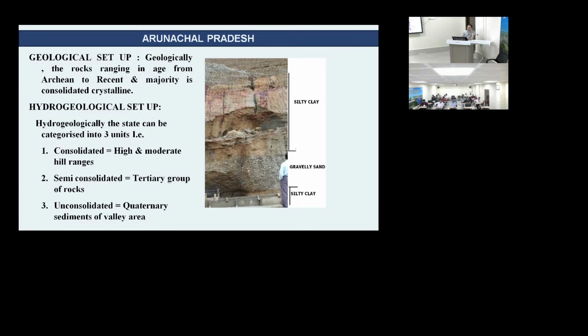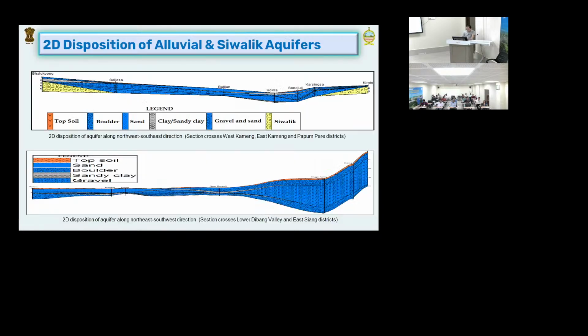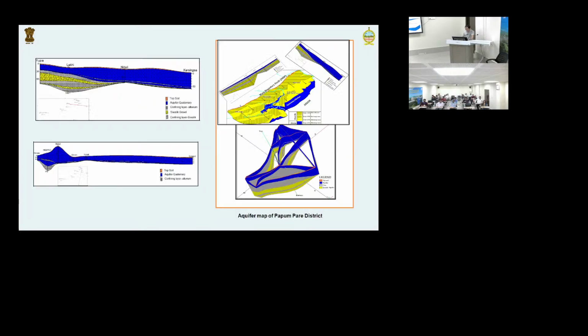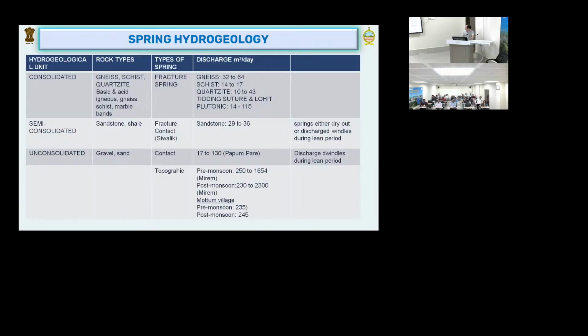This is a 2D aquifer disposition of alluvial and Siwalik aquifers in Arunachal Pradesh. So we can see that a huge gravel and sand bed exists in those areas. So it has a high aquifer potential in those areas, mainly in West Kameng, East Kameng, and Papum Pare districts. And this is another section in Papum Pare district.